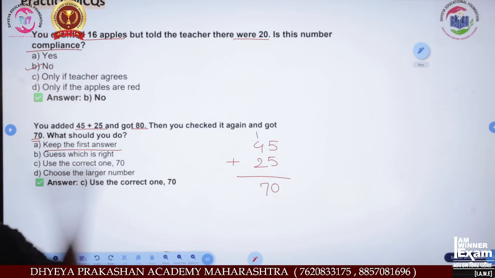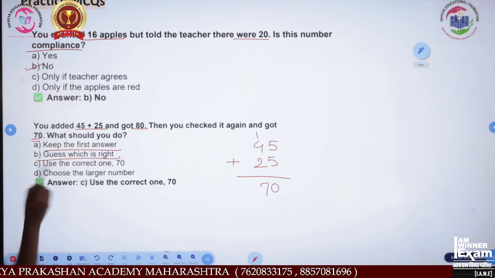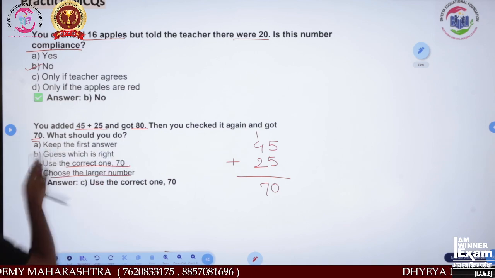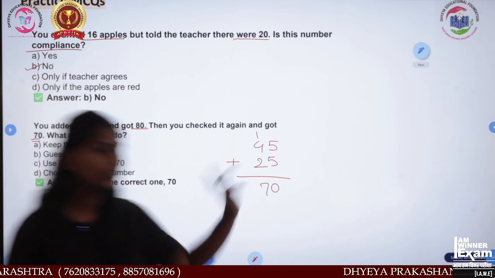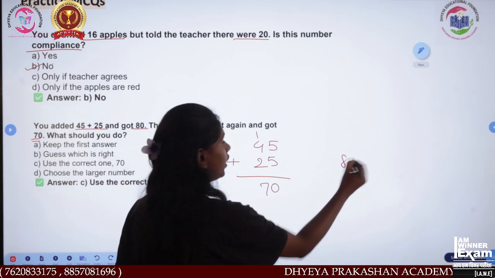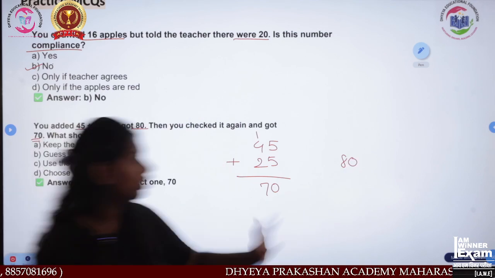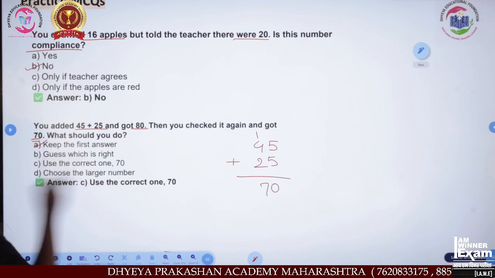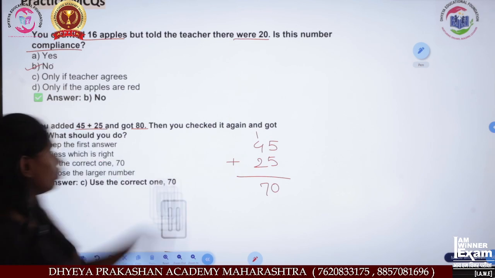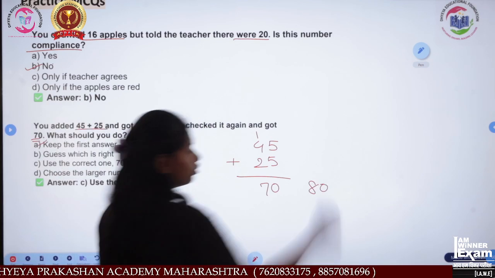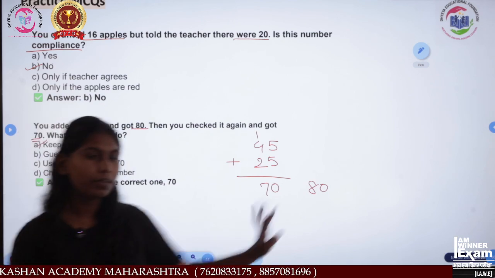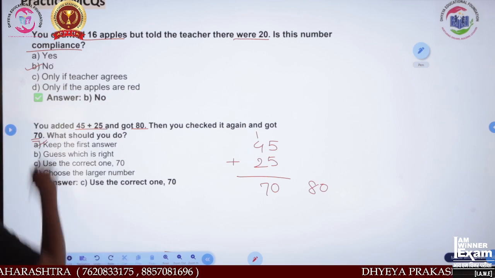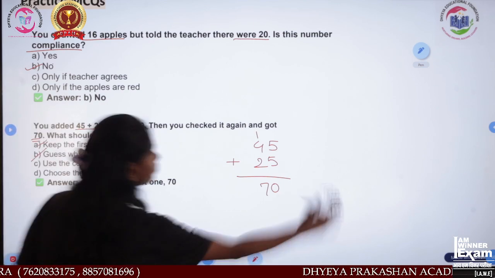Keep the first answer, guess which is right, use the correct one, choose the larger number. Now what will you do? If you keep the first answer only, which was 80, then it would be the wrong answer, right? So this is the wrong option. Then guess which is the right. Or you have to guess, 80 or 70. Which answer should I write? So this is also the wrong option, right?